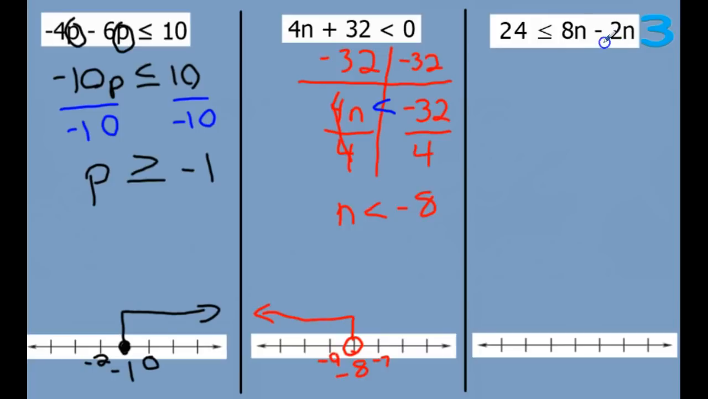Over here, we have our variable, the letter n, on the right side. So we need to get them to the left side. So what we can do is flip this problem. So now it will be 8n minus 2n. The sign also flips. So instead of less than or equal to, it's greater than or equal to 24.